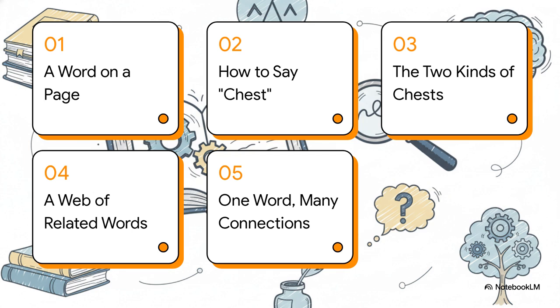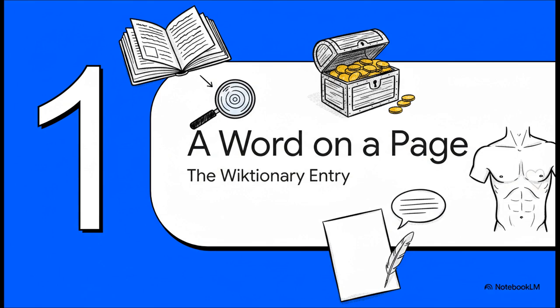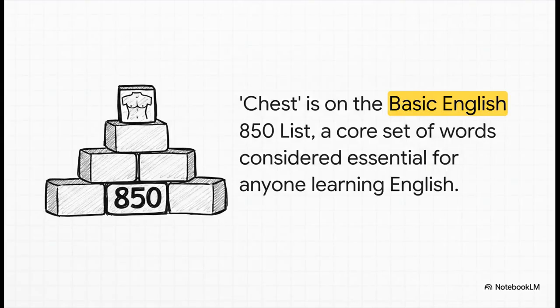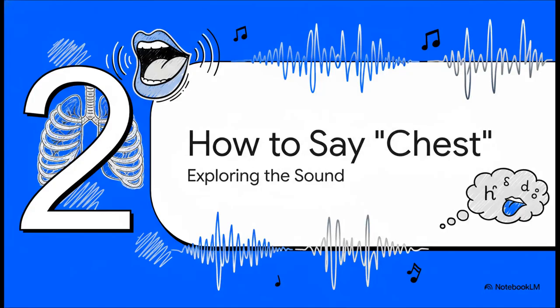Ready? Let's dive in. Okay, section 1, a word on a page. We're looking at the actual dictionary entry for chest. Simple enough? And right off the bat, we find something really cool. Chest is part of the basic English 850 list. Now, this is a special list of 850 words that are considered totally essential for anyone learning English. So we already know this isn't just some random word. It's one of the absolute building blocks of the language.